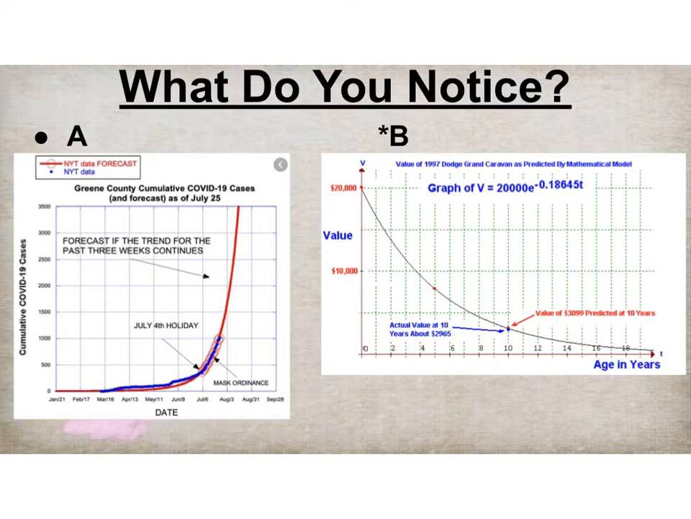And just taking a look at these two, we have COVID cases on the left. You can see that it is increasing. And then on the right, they bought a caravan at 20,000, and it is what we call depreciating or decaying.